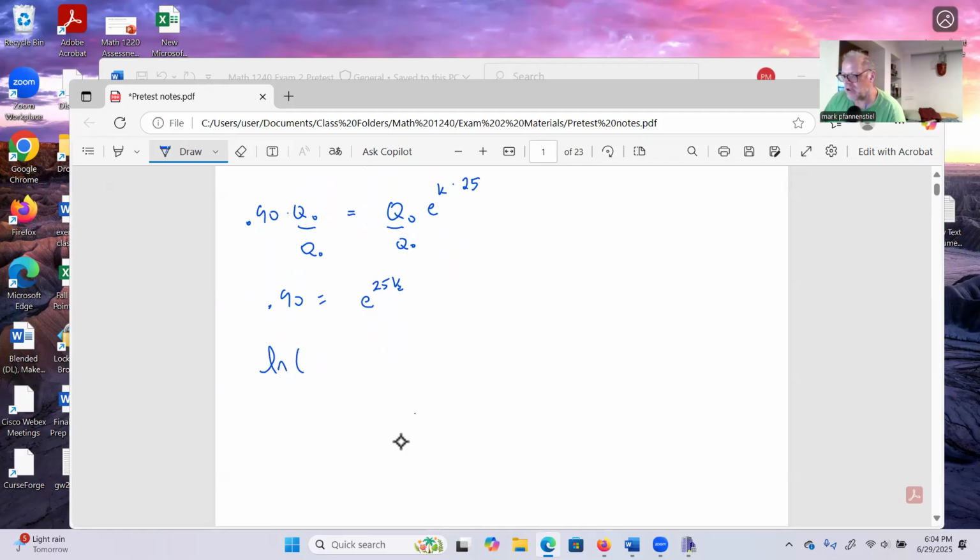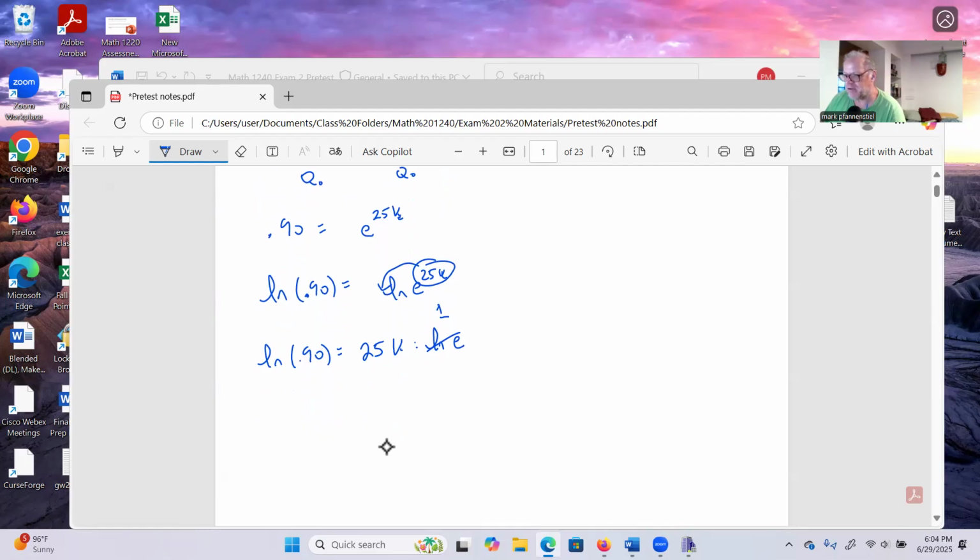So I'm going to use the natural log of 0.90 is equal to the natural log of e to the 25k. The whole point of taking this natural log is this 25k comes down in front. So we have natural log of 0.90 equals 25k times the natural log of e. And of course, you remember that the natural log of e is 1. So we're going to divide both sides by 25 here, and we'll get k is equal to 1 over 25 times the natural log of 0.90. Or you could say this is the natural log of 0.90 divided by 25.